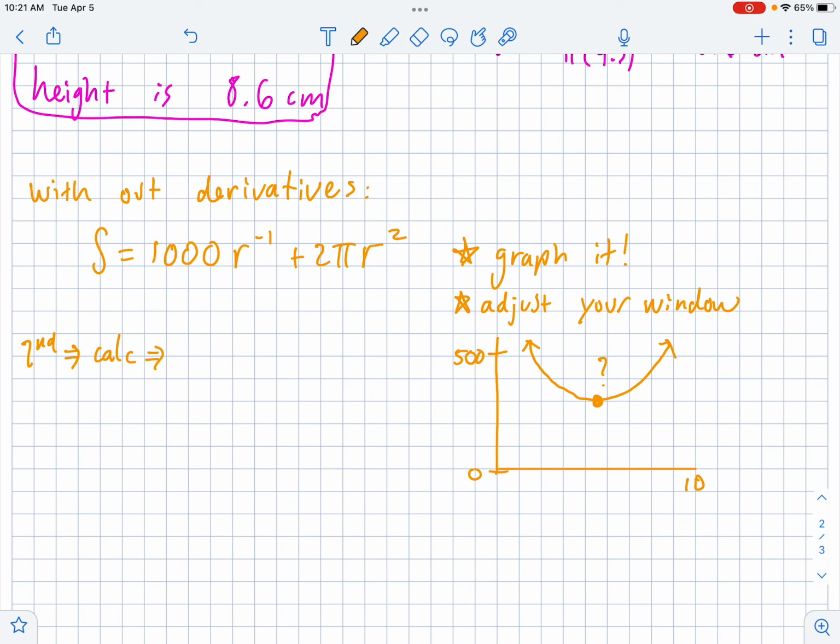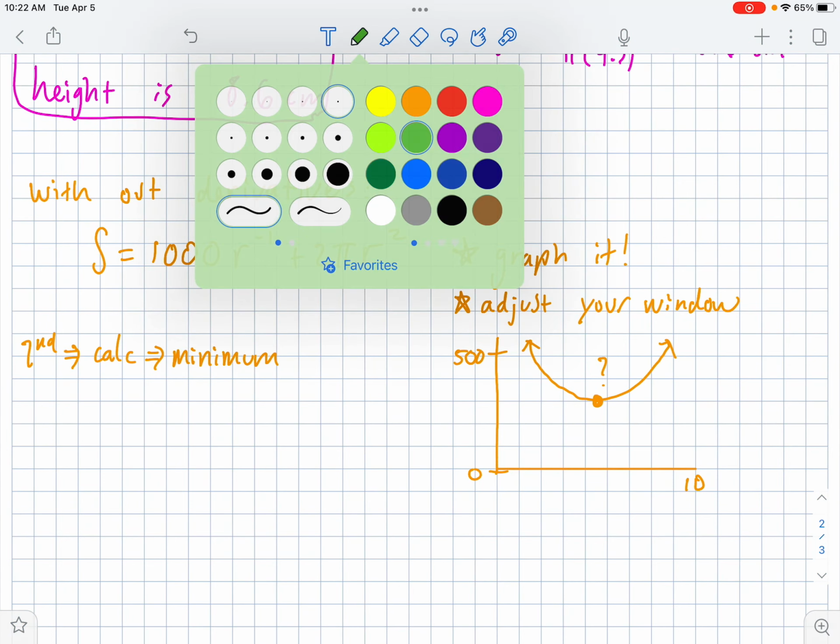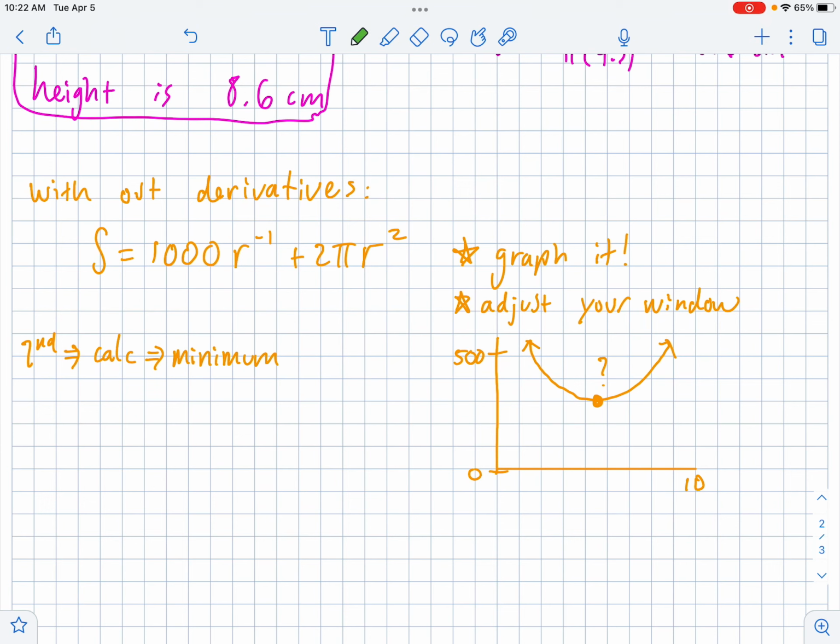So you hit second, calc, and then arrow down to number 3, which is minimum. Then the way minimum works is it's going to ask you 3 different questions. It's going to ask you for a left bound, a right bound, and a guess. So if you hit the minimum button, it's going to ask you for left bound, and just make sure you're to the left somewhere of that curve. So pick a spot that's like right here or something.